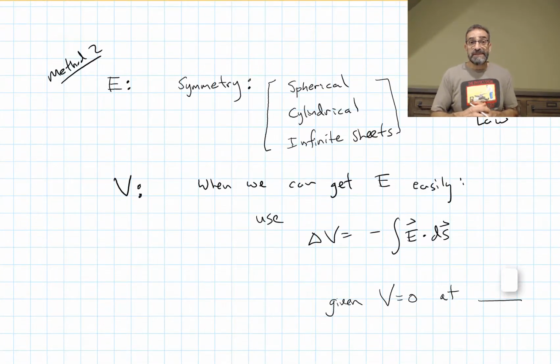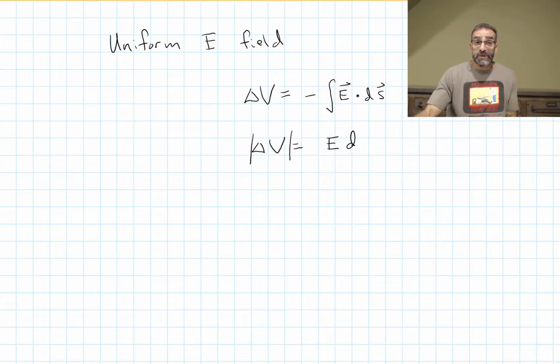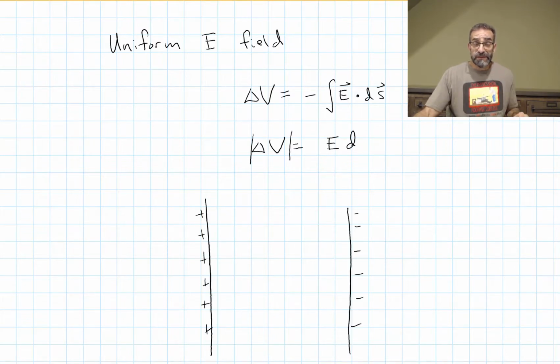Of course, that only gives you a potential difference. So you'd have to be given where the potential is zero. Then you can start at that location and work your way in or out and find the potential everywhere with respect to the zero that was given in the problem. In the case where we have a uniform electric field, a constant electric field, this integral just becomes the electric field times the distance.